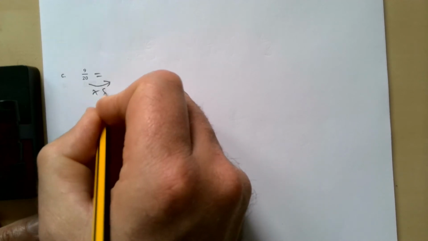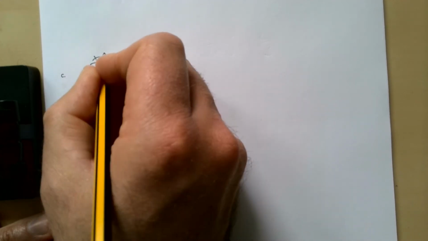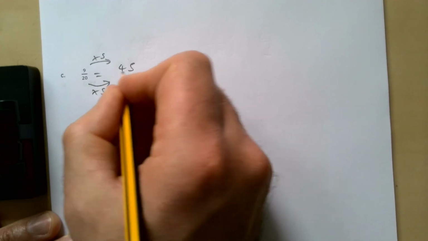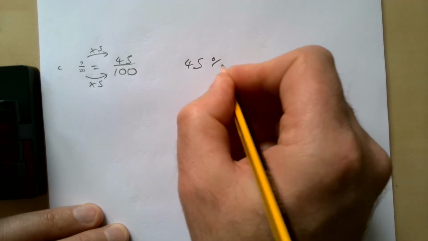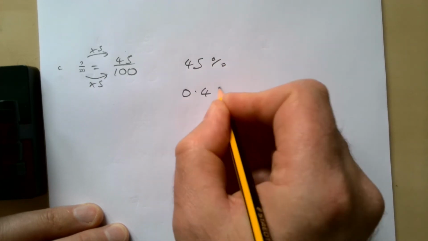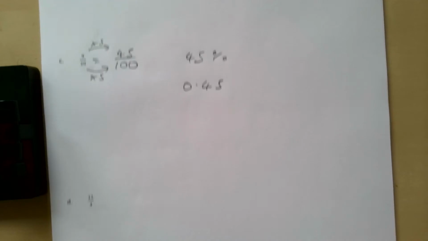9/20, we could do 20 divided into 9, but this one it's easier if you change it into 100ths, I think is our trick for this one. So we times top and bottom by 5, we would get 45 over 100. That means as a percentage we have 45%, and then as a decimal it's 0.45.